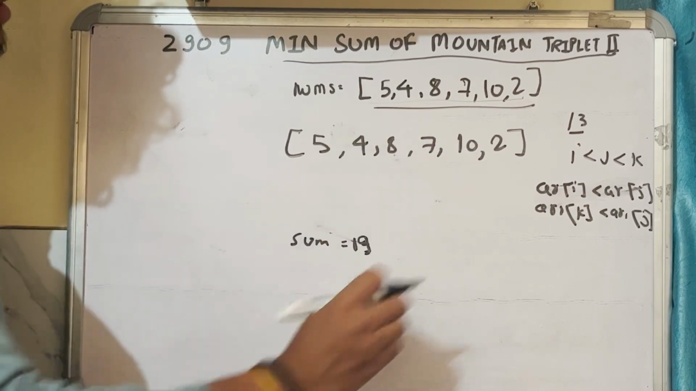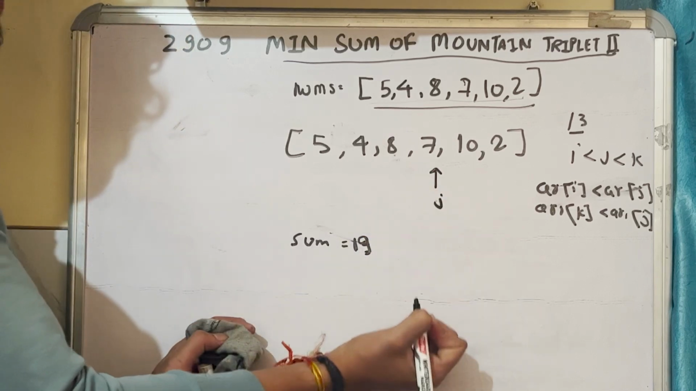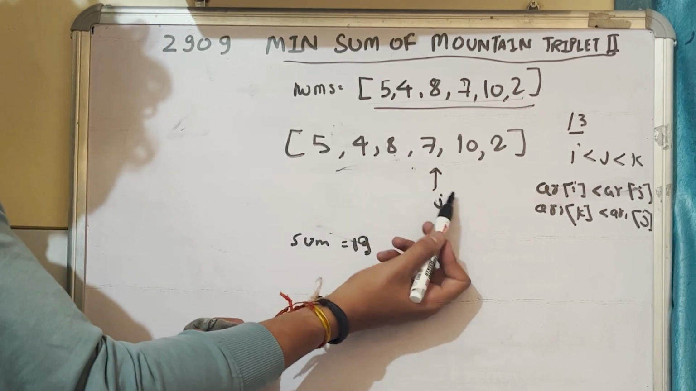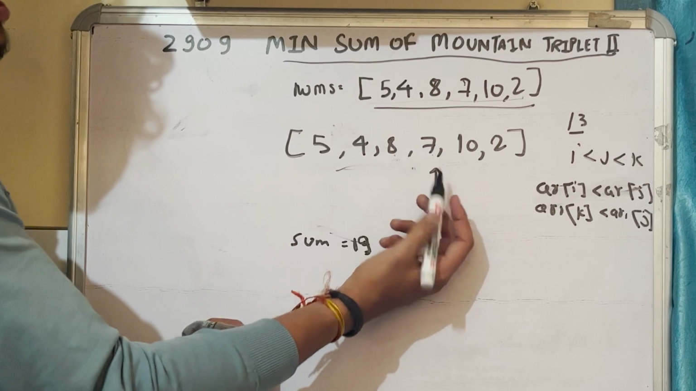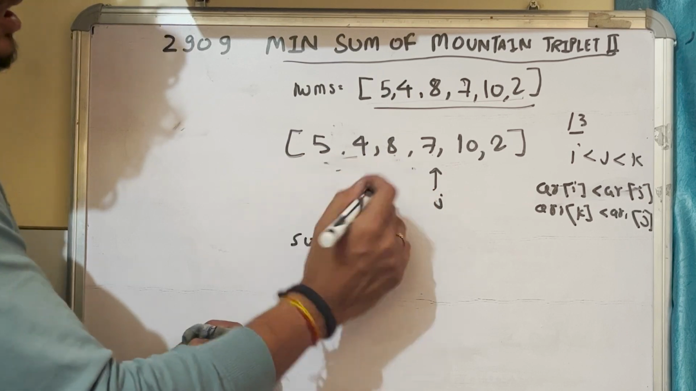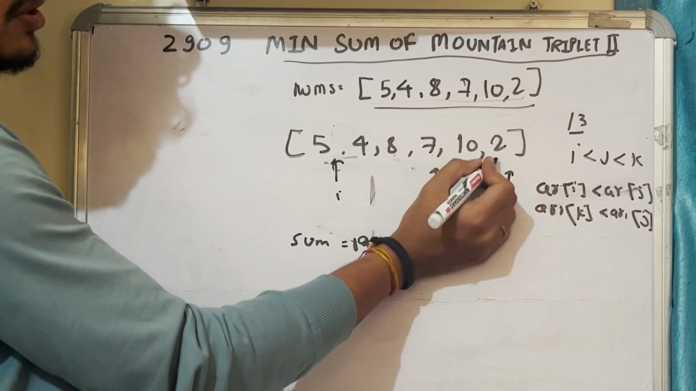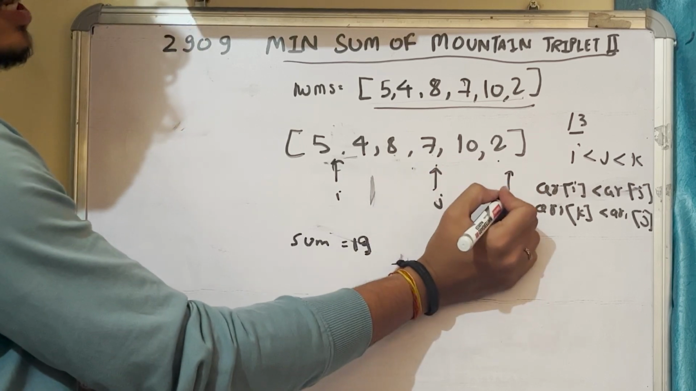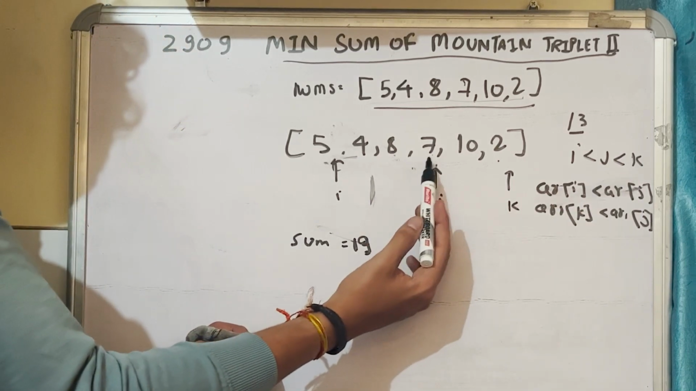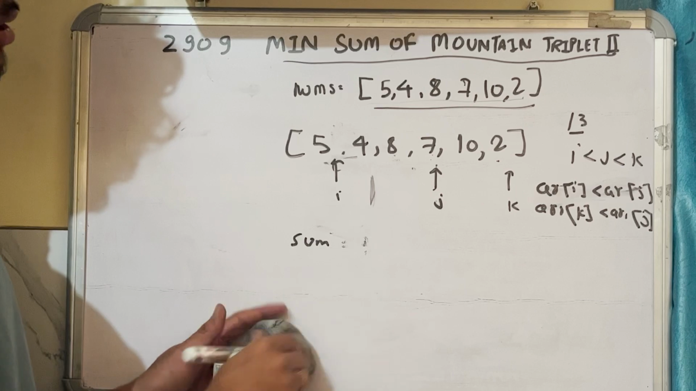For example, you will choose this index as j, then you will choose index i which is less than j somewhere here, and value is less than 7, so you can choose this and this. For example, if you choose this, this is your i, and for k you chose this because 2 will be less than 7 and the index k is greater than index j. So the sum will be 7 plus 5 plus 2, which will be 14. So your sum will reduce from 19 to 14.